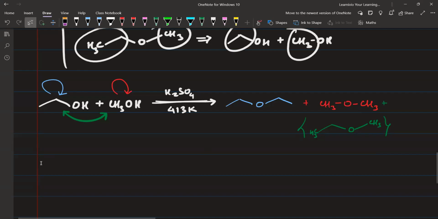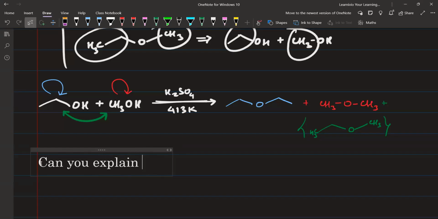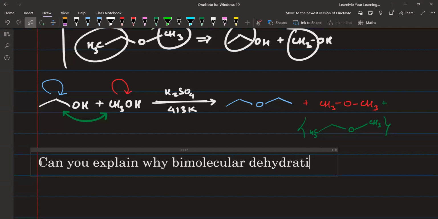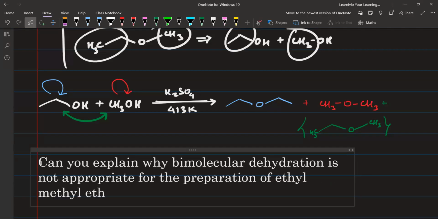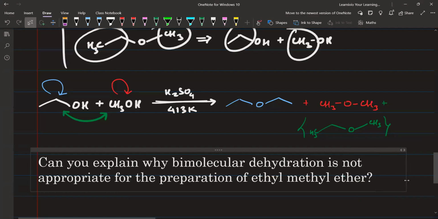But the question will be like this in your examination. When you are asked why this is not a good method of preparation, they will ask like this. This particular question is there in NCERT, if I remember correctly. Can you explain why bimolecular dehydration is not appropriate for the preparation of ethyl methyl ether? So they are not asking directly why unsymmetrical ethers cannot be prepared.